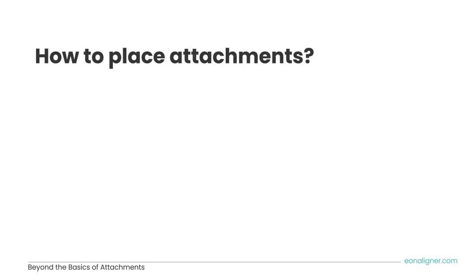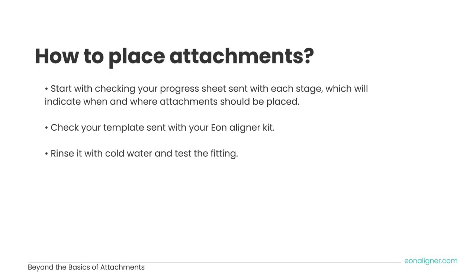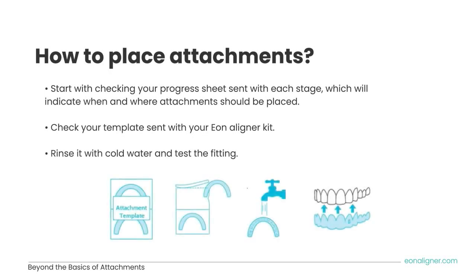Now, after discussing all the theory behind attachments and their placement, let's move to the clinical tips on how to place attachments. Start with checking your stage progress sheet, which comes with the aligner kit. This will indicate when and where attachments should be placed. Check your template sent with your Aeon aligner kit. Rinse it with cold water and test the fitting.